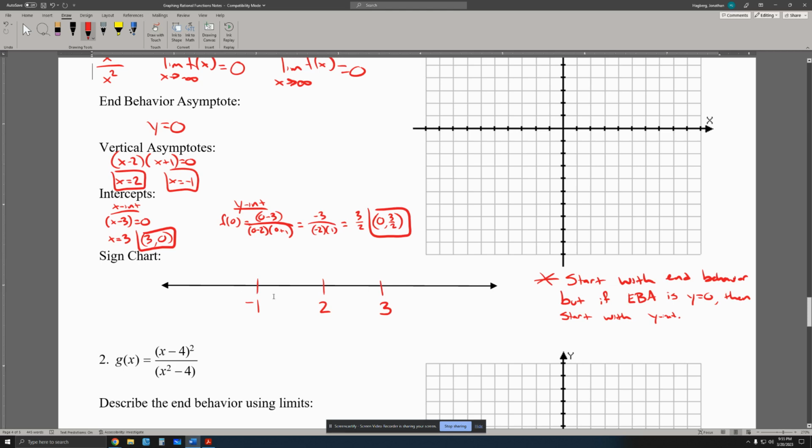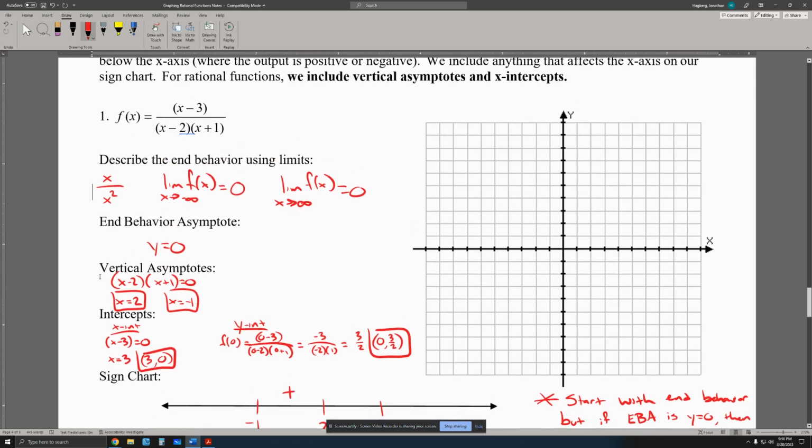So I look at my sign chart here and find the interval containing x equals 0. That would be this interval between -1 and 2, and I know that that's positive 3/2. Okay? So now we take a look as we move over to the x value at 2.